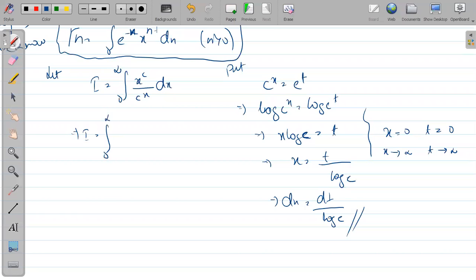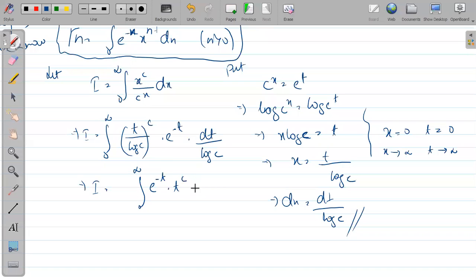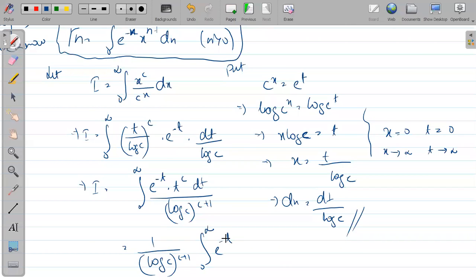What has changed actually? x to the power c. x is now t upon log c, so I am writing t upon log c to the power c. c to the power x is e to the power minus t. dx is dt upon log c. Observe it nicely: log c is a constant quantity, and everything including c is a constant for this integration. You can take it common. And this is the integral from 0 to infinity of e to the power minus t, t to the power c plus 1 minus 1.